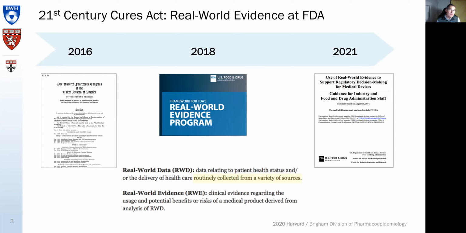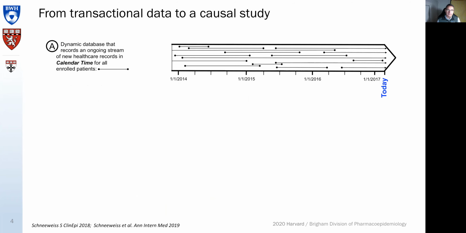And two definitions are important in this document. One is what they call real-world data: data related to a patient's health status and/or delivery of healthcare, routinely collected from a variety of sources. So, data generated through the routine operation of the healthcare system. Real-world evidence, of course, is then the clinical evidence on the effectiveness of medical products using such data.